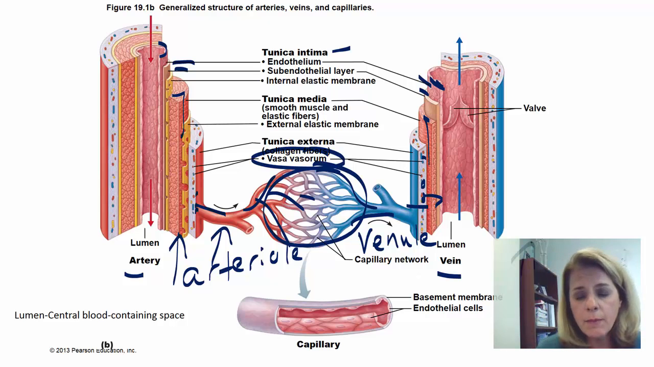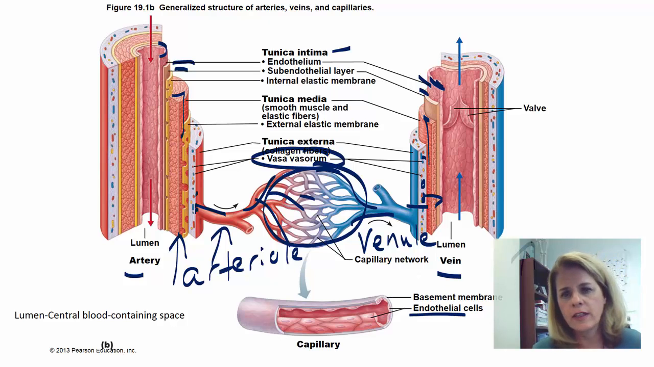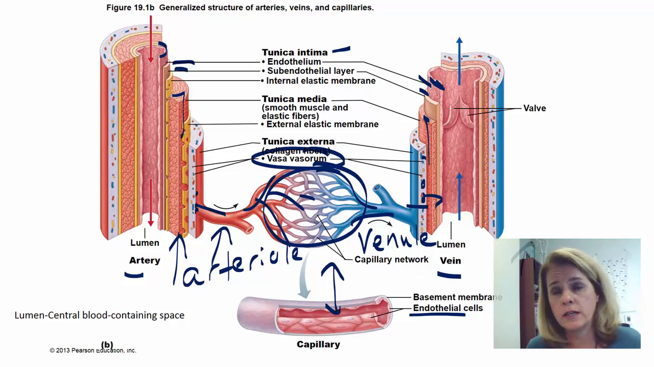Okay, and capillaries are really thin. They have a basement membrane and one layer of endothelial cells, so the oxygen and carbon dioxide can easily diffuse across in and out of the vessel and into either the body to give the body oxygen, or in the lungs to bring oxygen back into the blood.